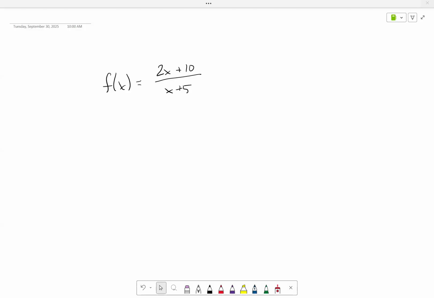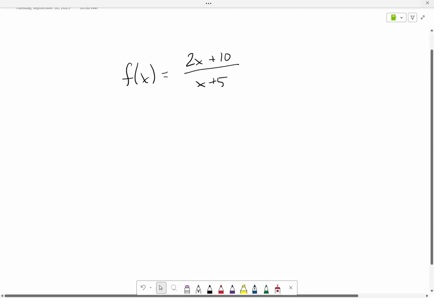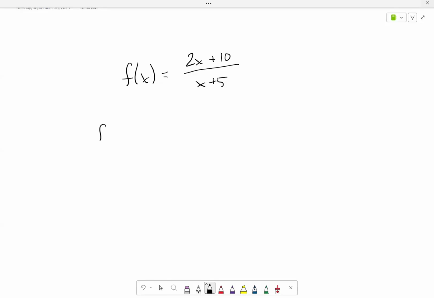So, ladies and gentlemen, at first glance, it appears to have two asymptotes, doesn't it? It appears to have a vertical asymptote at x equals -5, and then a horizontal asymptote at y equals 2. But if you play with this algebraically a little bit, you can factor out that 2. You're left with x plus 5 here, x plus 5. These cancel out, leaving us with f of x equals 2.